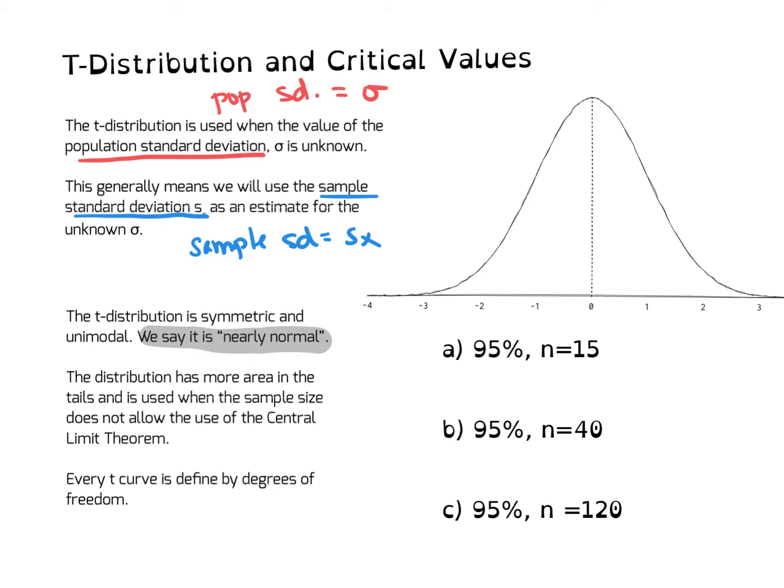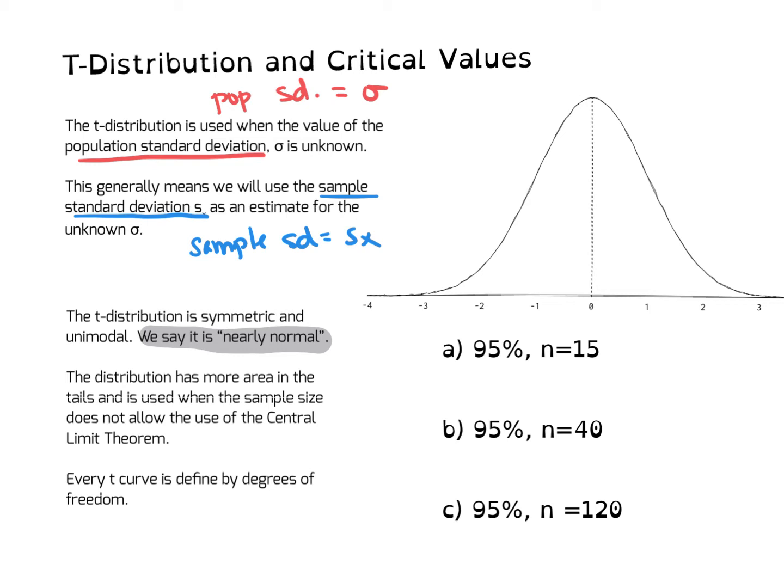The other part about the distribution is that it has more area in the tails. We need fatter tails because we're using this mainly for smaller sample sizes. We know from the central limit theorem that when the sample size is bigger than 30, the distribution is approximately normal. Most of the time, the t-distribution is applied when the sample size is less than 30. Because of that, we're going to check normality, and we'll talk about checking normality through a normal probability plot. But in general, the t-distribution has more area in the tails and allows for more extreme values.